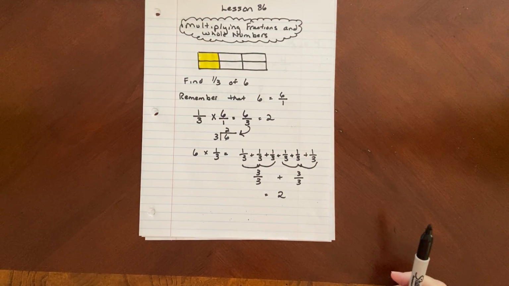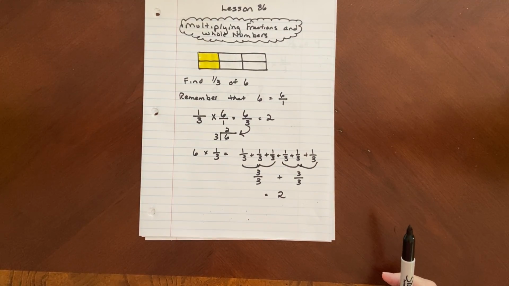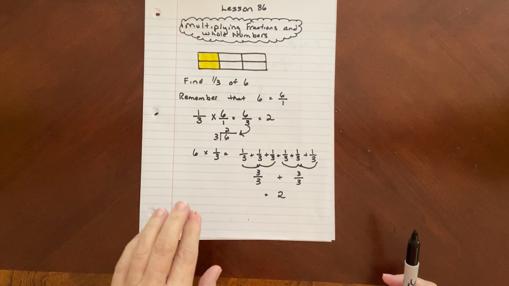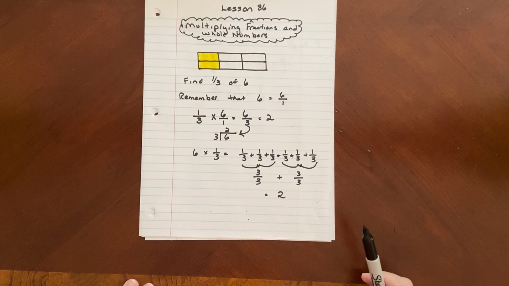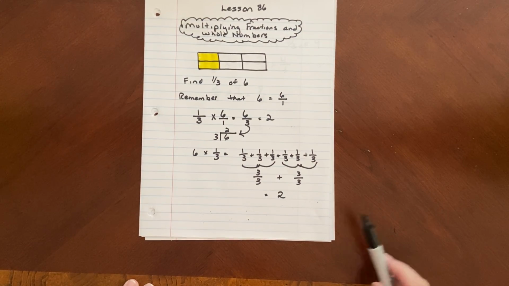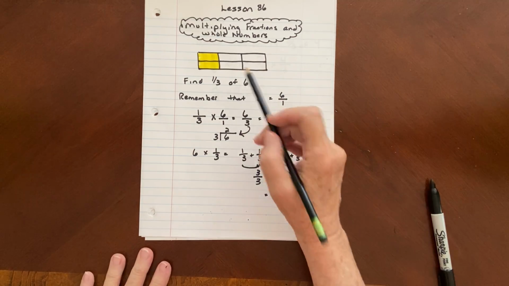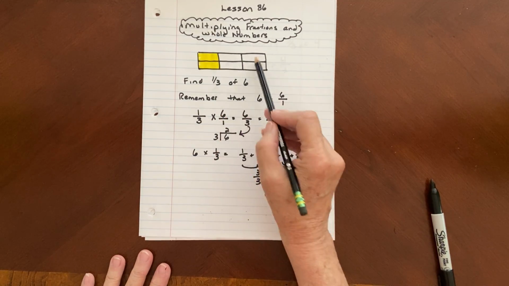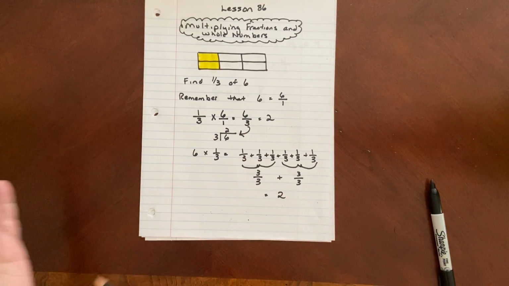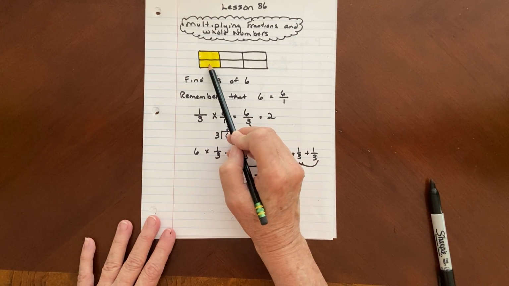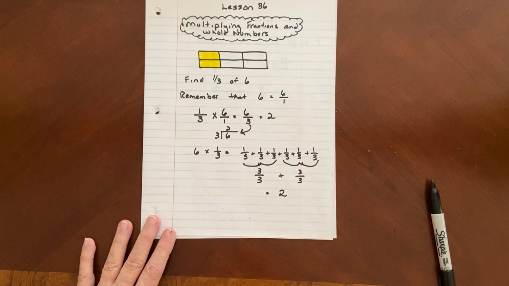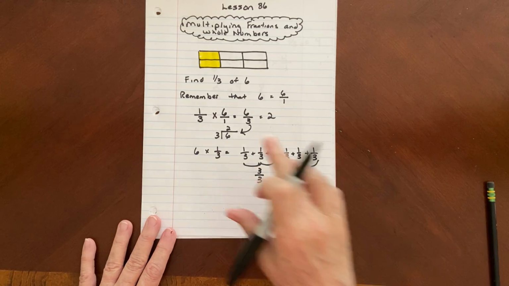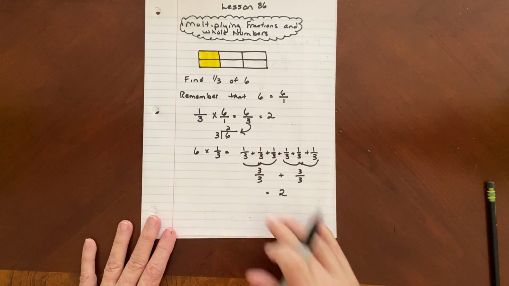All right, so this is lesson 86, and it's multiplying fractions and whole numbers. So they want you to find in the explanation part 1/3 of 6. So I drew myself a little picture, and I broke my candy bar into 6 pieces and took 1/3 of it, right? So it's 2/6, right? So I have 2 pieces. If I find 1/3 of 6, it's 2.